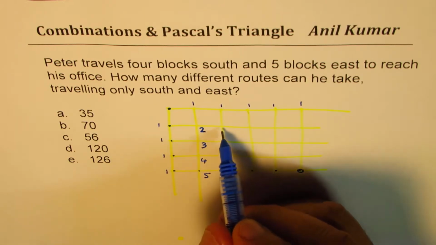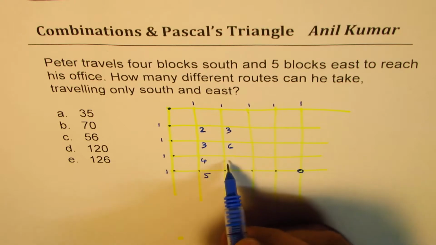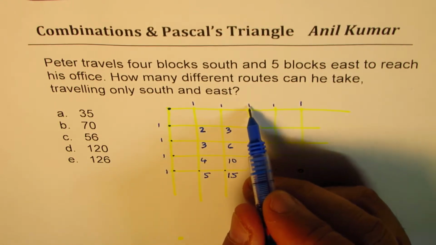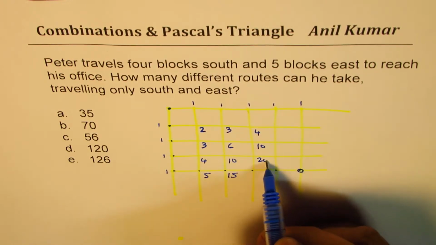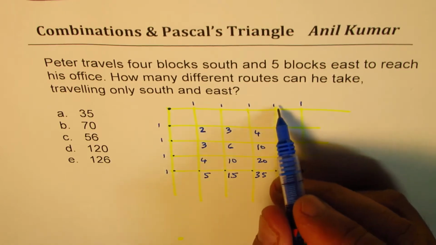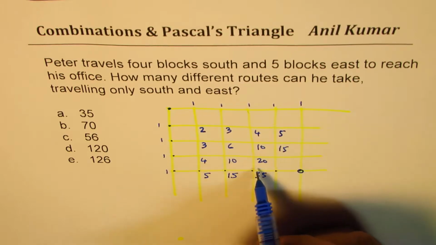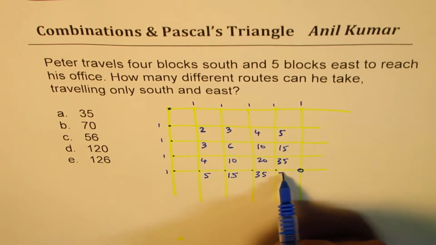So coming here, 1 plus 2 is 3, and 3 plus 3 is 6, 6 plus 4 is 10, 10 plus 5 is 15. Then again repeat, 1 plus 3 is 4, 4 plus 6 is 10, 10 plus 10 is 20, 20 plus 5 is 35. Now again 1 plus 4 is 5, 5 plus 10 is 15, 15 plus 20 is 35, 35 plus 35 is 70.